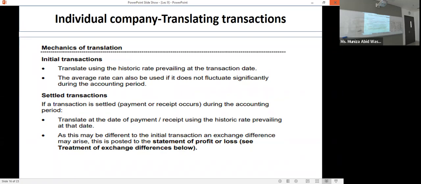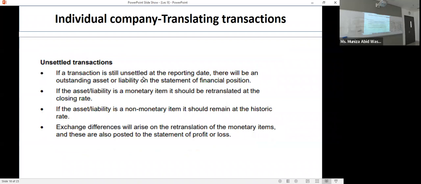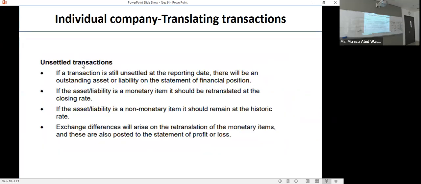So what are the mechanics of this? Obviously, you have to think about initial transactions, settled transactions, and unsettled transactions. In currency translation, we have to see from three perspectives: initial transactions, at the time of initial transaction, what we have to do, in the case of settlement of the transactions, and what we have to do when the transactions are not being settled.